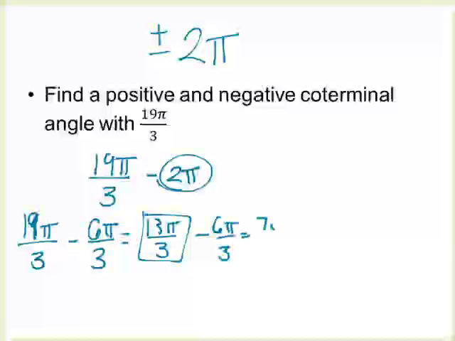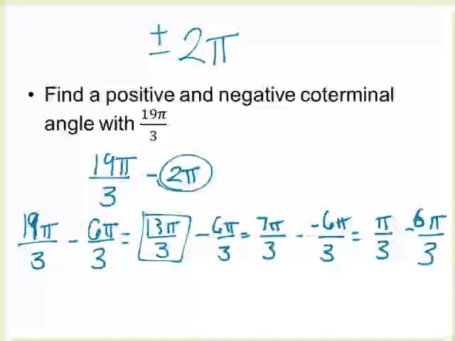Why is it 6 pi? 6 pi over 3 is equal to 2 pi. So we're adding and subtracting 2 pi, but we need a common denominator. When we add and subtract fractions, we need common denominators. And you just have to keep adding and subtracting until you get what you need. So I subtract again, I'm down to pi over 3. And subtract again, and I'm finally down to my negative solution of negative 5 pi over 3.